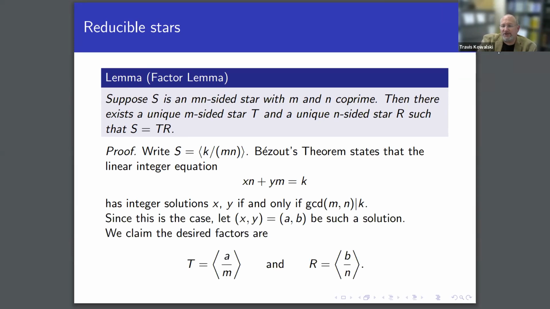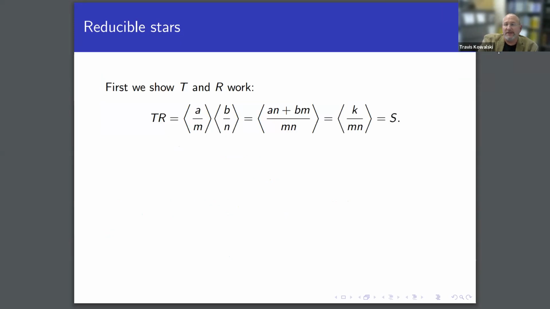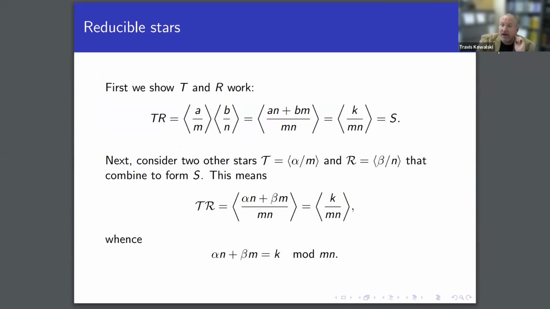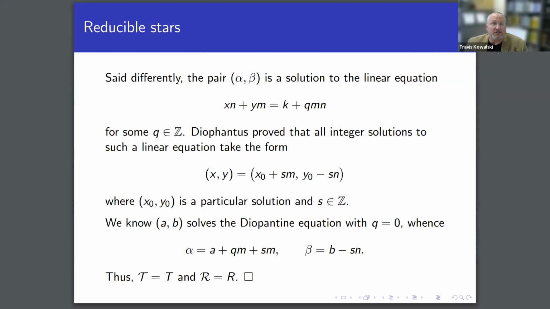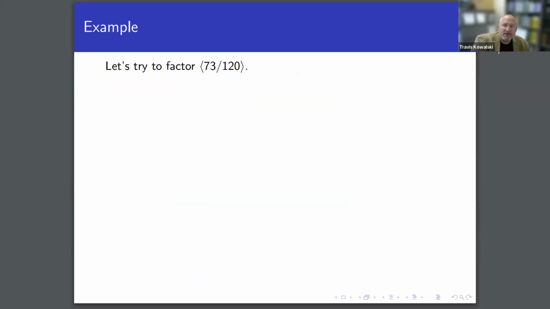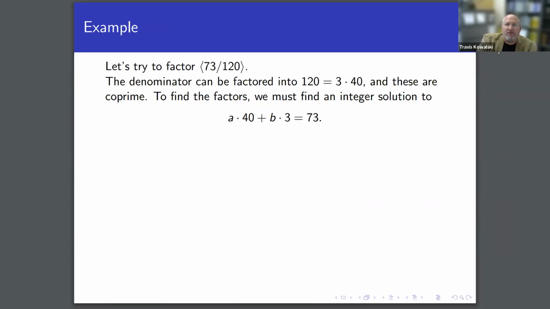And if I take that solution, a/m and b/n is one star solution. And if I were to take any other possible solution and go through the act of solving like we were doing before, the Diophantine equation that we solve ends up coming with solutions that differ from the original solution by multiples of m and n, which means that the resulting stars are the same star. So if we were to try to factor the star 73/120, we could break up the number of sides into 3 times 40.